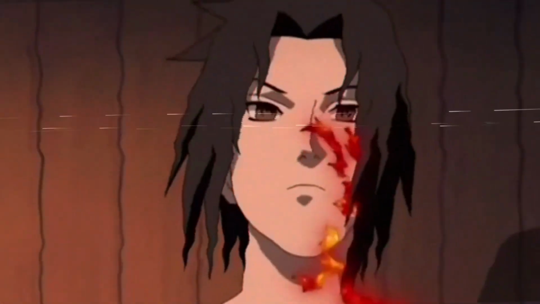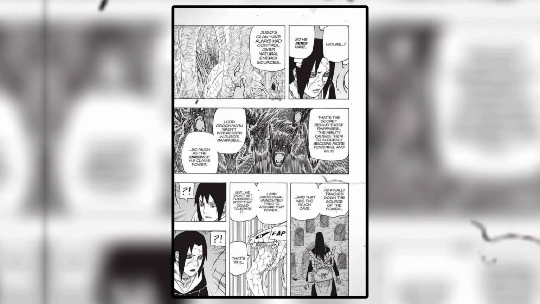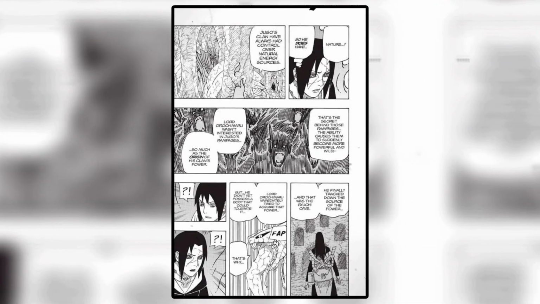So for the first interpretation, it's going off the curse mark. As we know, the curse mark is basically the bootleg Sage Mode. It was literally created from Jugo's Kekkei Genkai that gives him his own natural supply of natural senjutsu. So it's just stated that the second stage of the curse mark gives one a 10 times amp.